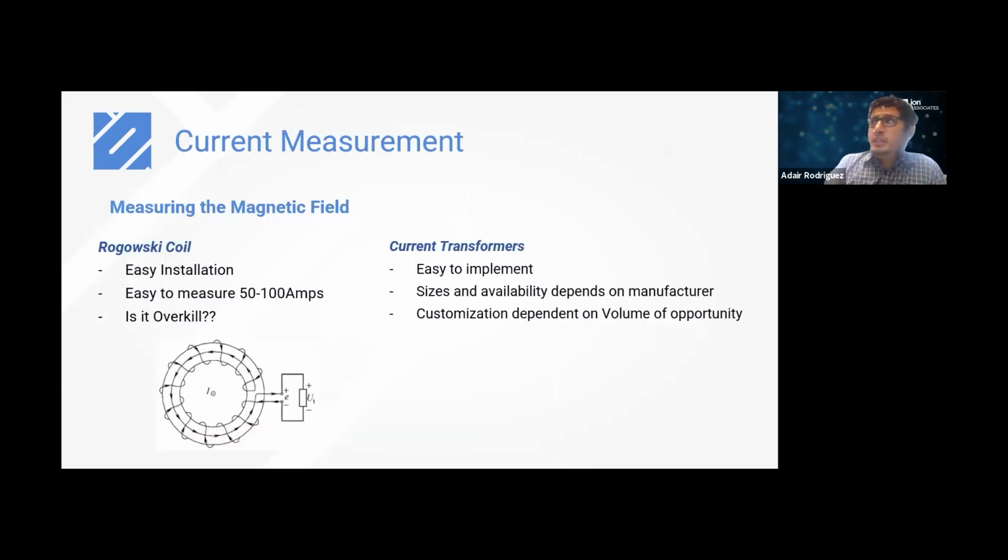And continuing on the discrete solution, we might need, for this kind of solution, bigger current and high power, so we might want to consider a component that can help us measure the current of the components or the entire system. This is when Rogowski coils or current transformers can help us with this measurement.